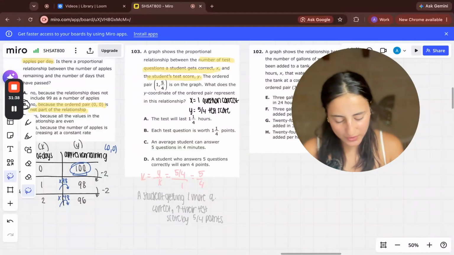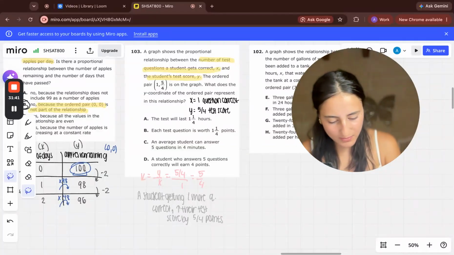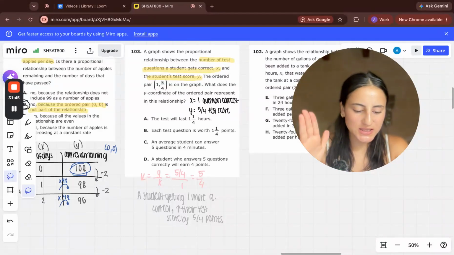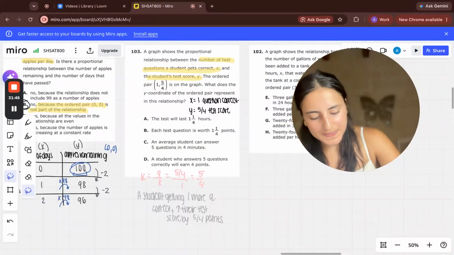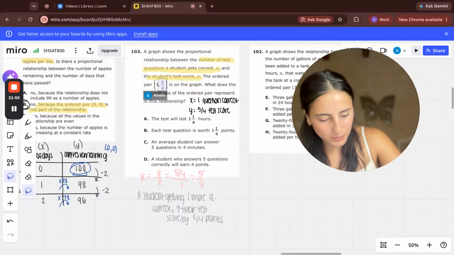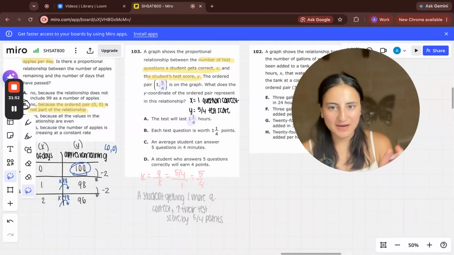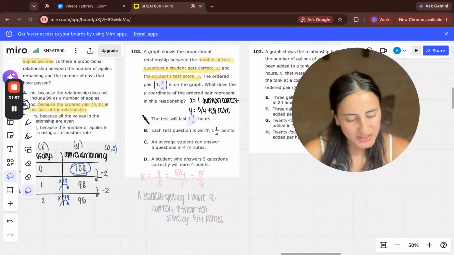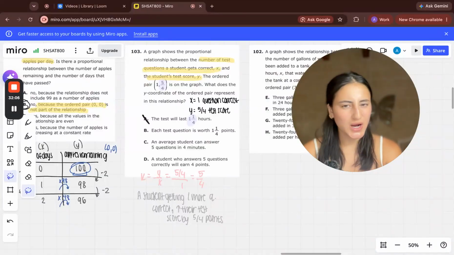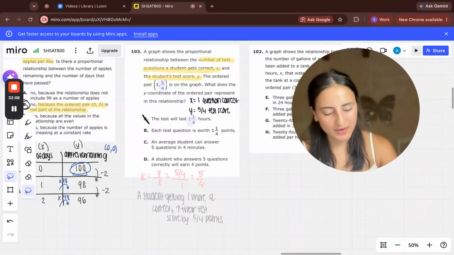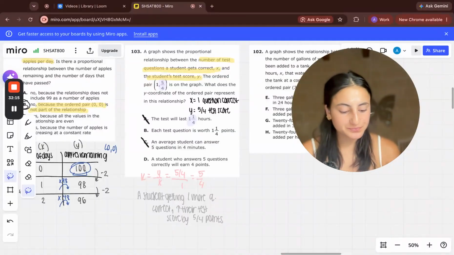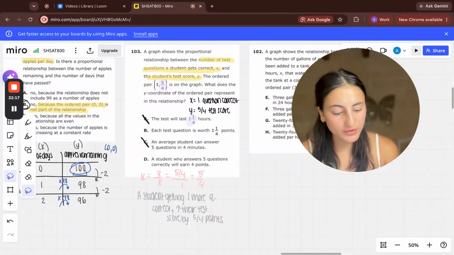Okay, so now let's look at the answer choices to see what closely matches that. The test will last 1.25 hours. That's not correct. And keep in mind that 5/4 and 1.25 are the same thing, so just bear that in mind. That's not correct. C says an average student can answer 5 questions in 4 minutes. That's not correct because they don't mention time in either the X or Y variables. And then it says a student who answers 5 questions correctly will earn 4 points.